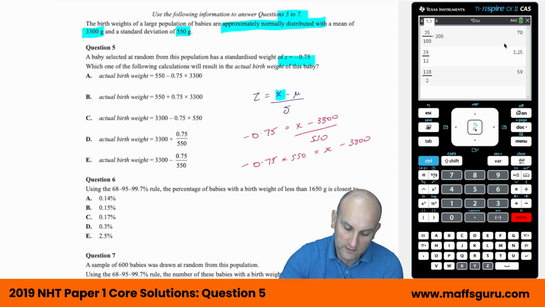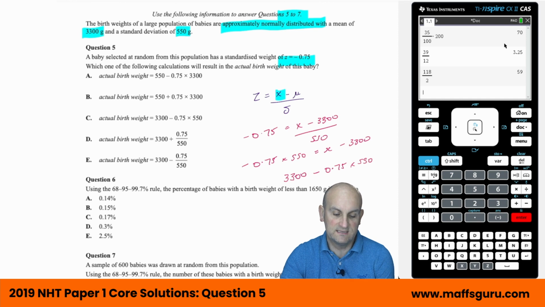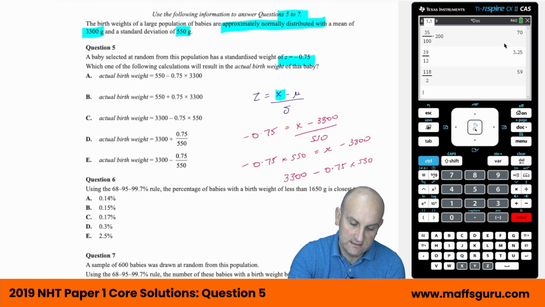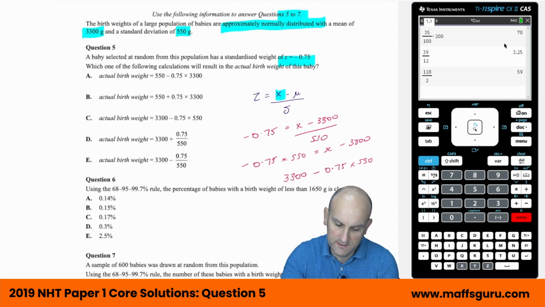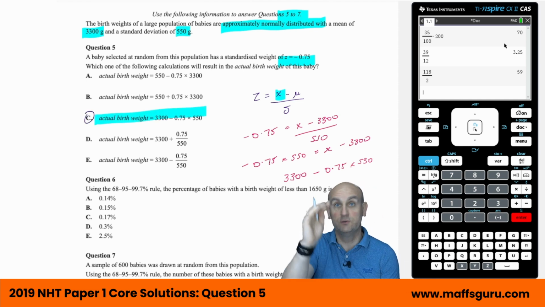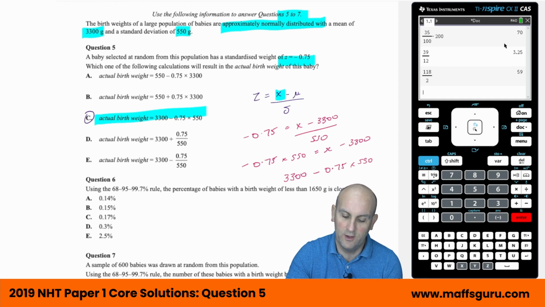And to get the value of X, I'm going to do 3300 minus 0.75 times 550. Now let's see whether that matches any of my answers. And as it turns out, it seems to match B. Or does it match B? No, got tricked, got owned. No, it didn't. So basically, let's just check and make sure it matches C. So C is my correct answer. And again, always make sure you check the other multiple choice questions. Oh, I got owned on that.